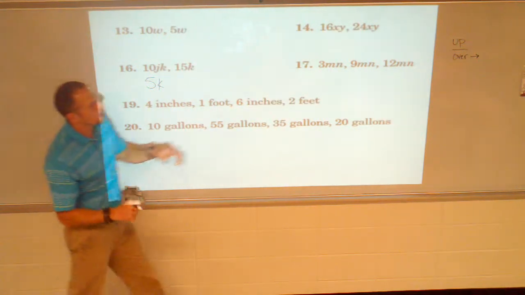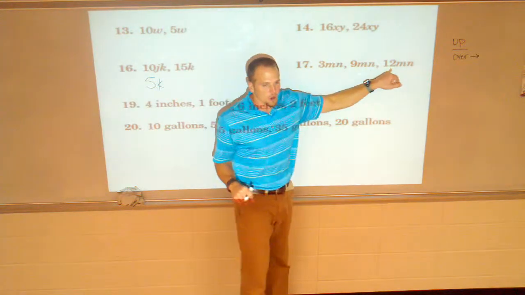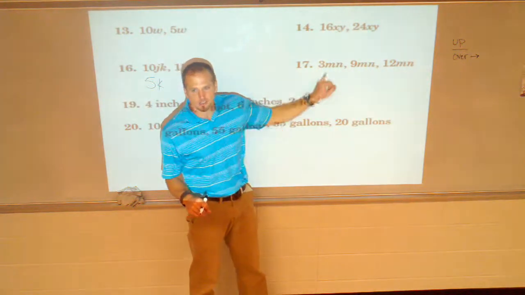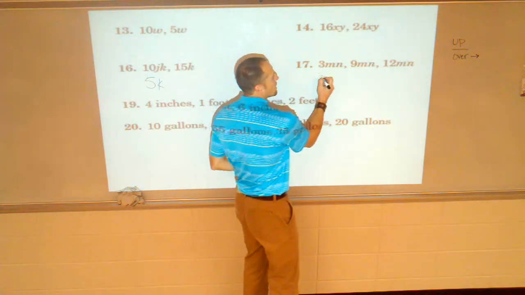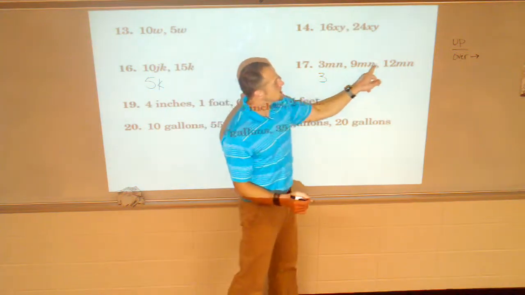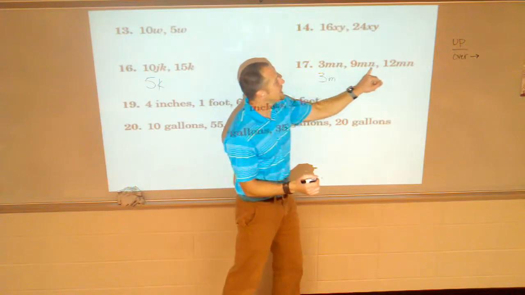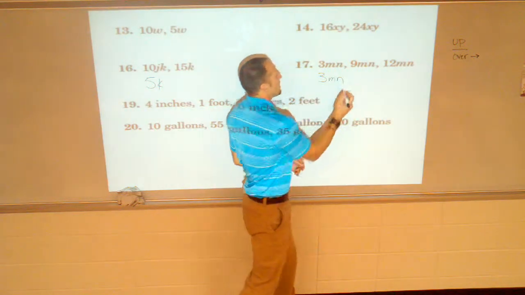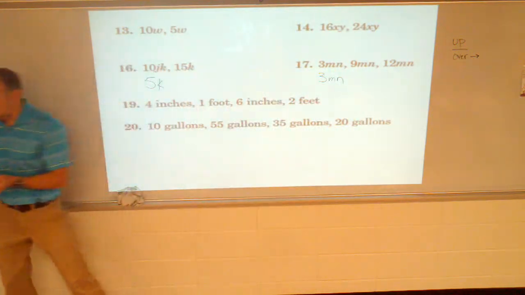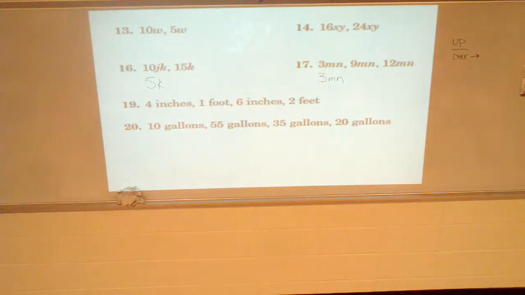Over here, 3, 9, and 12. Greatest common factor is 3. So I'm going to put a 3. Now check. Does each one of these have an M? Put an M. Does each one have an N? Put an N. So we've got 3, M, N.